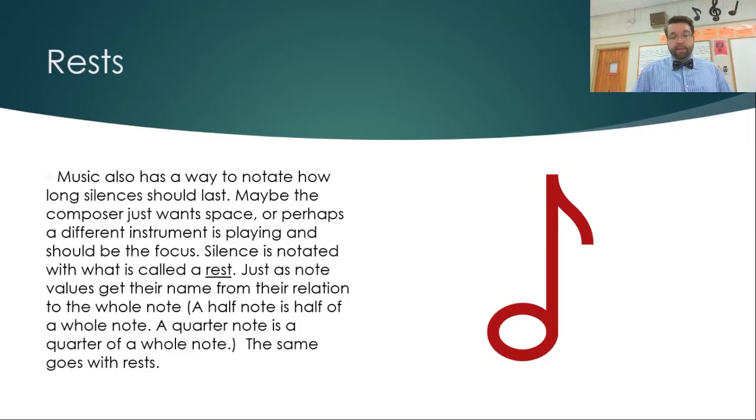And this is just a symbol here. I should have deleted this because this is actually a wrong type of note. This note does not exist. Not with this note head anyway. But anyway, we'll get into that later.